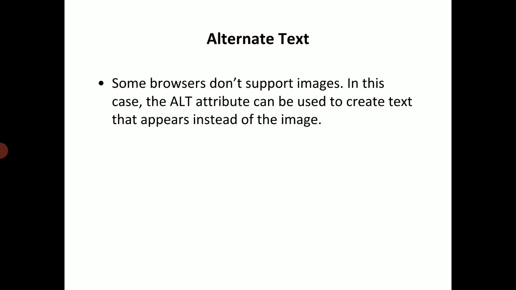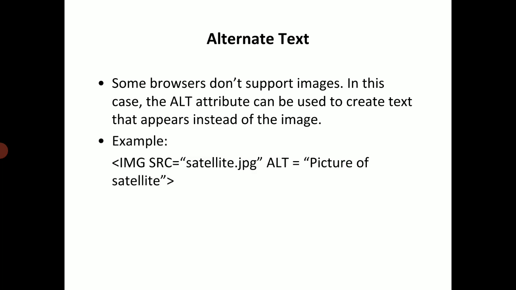And alternate text. Say some browsers won't support images. In that case, we use the alt attribute. The alt attribute can be used to create a text that appears instead of the image. For example, img src equal to satellite.jpg, alt equal to picture of satellite. If the image path is correct, then it will display the image. Otherwise, it will display the text called picture of satellite.